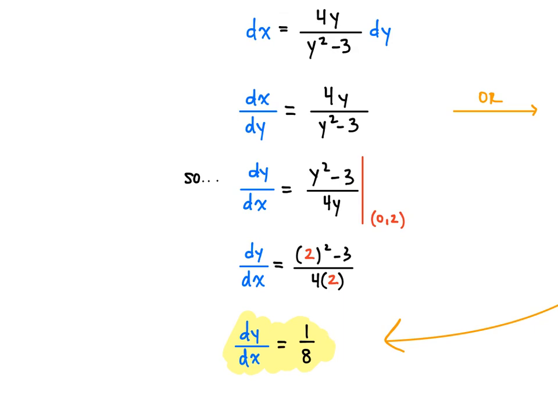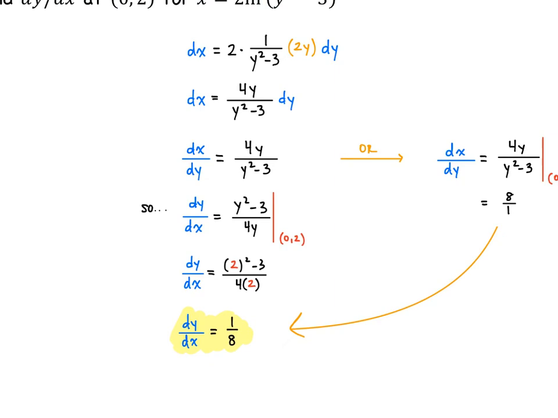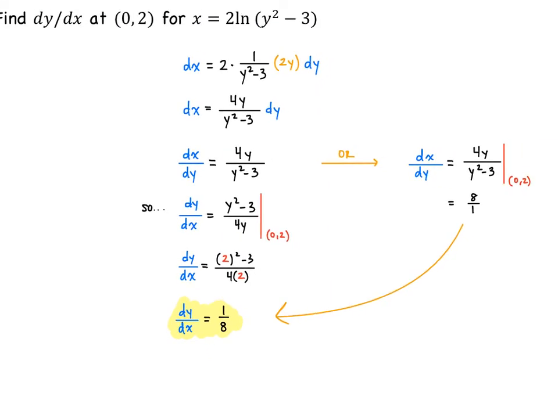Now, what we could have done from the dx/dy portion is we could have plugged in right away, again for the point (0, 2). And we would get dx/dy equals 8 over 1. So then what is dy/dx equal? That's our 1 over 8. So this corresponds with that same concept of inverses and the slopes of inverses.